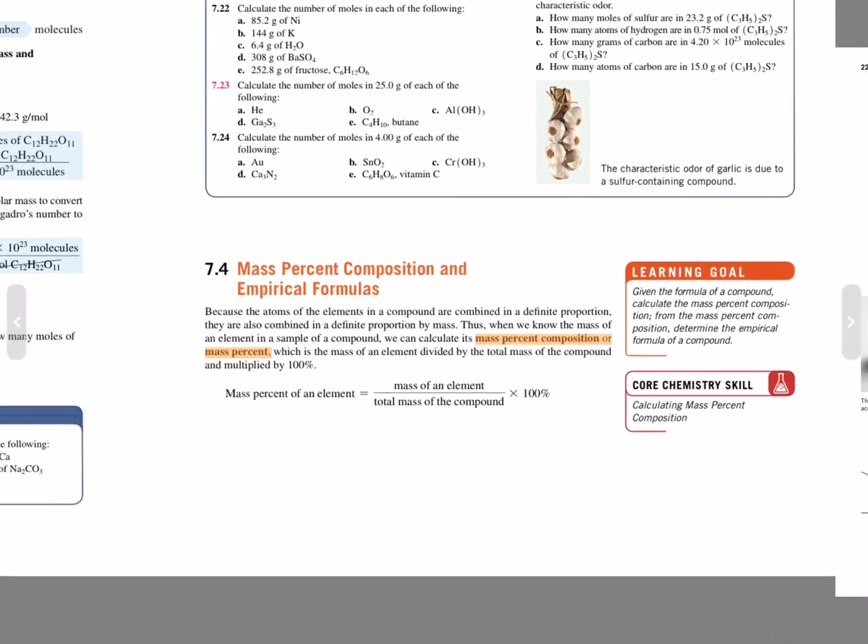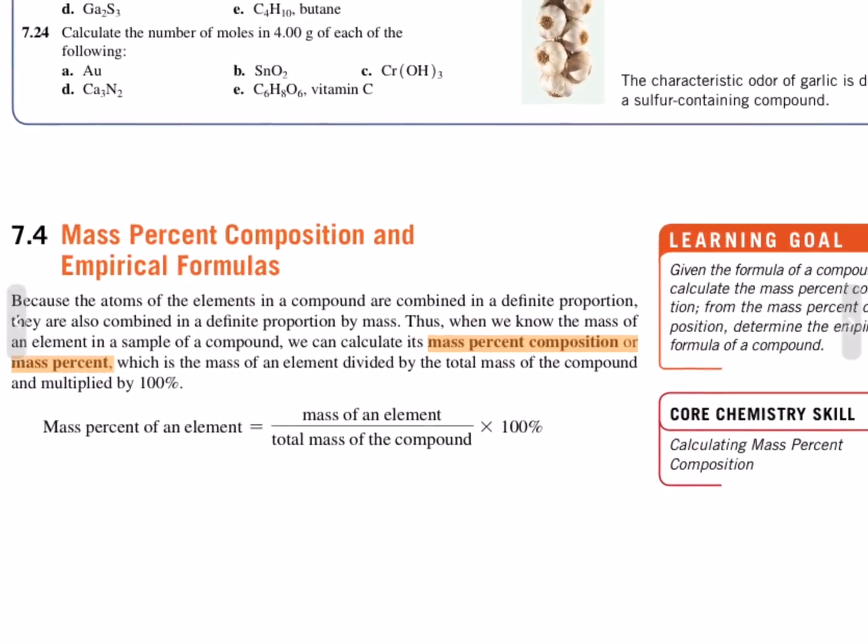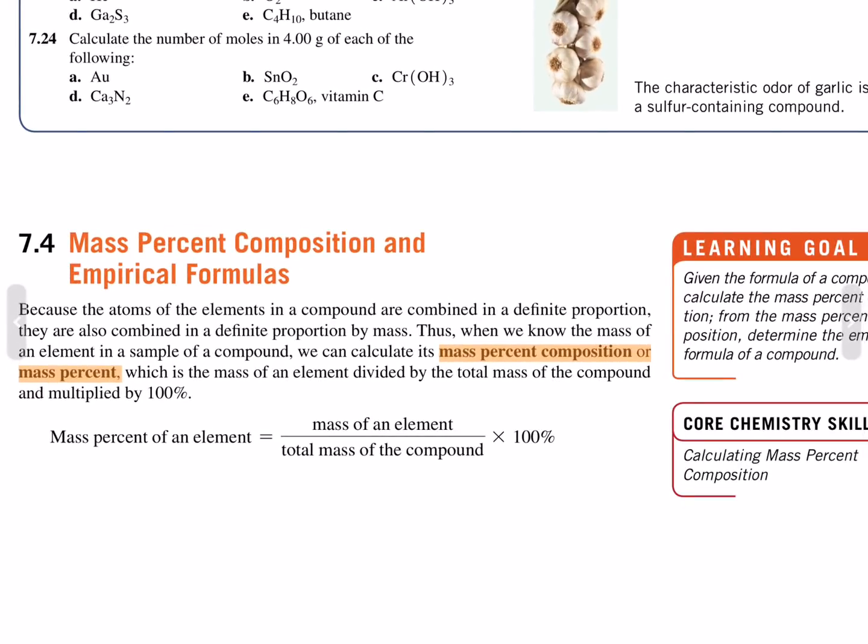Section 7.4, Mass percent composition and empirical formulas. Because the atoms of the elements in a compound are combined in a definite proportion, they are also combined in a definite proportion by mass. Thus, when we know the mass of an element in a sample of a compound, we can calculate its mass percent composition, or mass percent, which is the mass of an element divided by the total mass of the compound and multiplied by 100%.